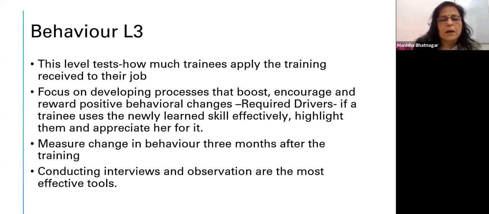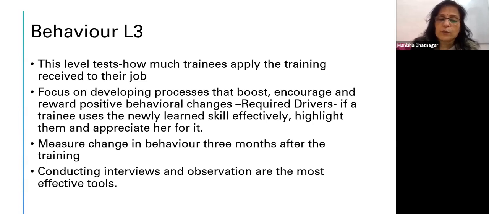We should measure the change in behavior mostly 3 months after the training. It depends upon what kind of training it is. It could be 6 months or 3 months, even 5 months. Then you can do it by conducting interviews and observation.